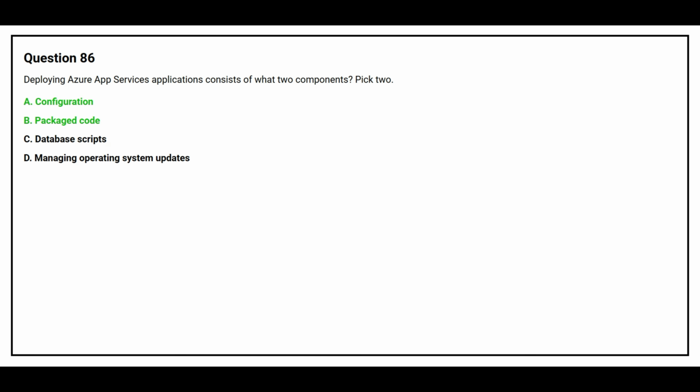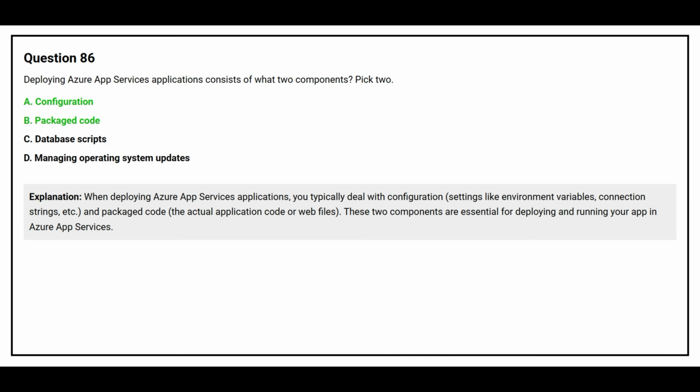The correct answers are Option A, configuration, and Option B, packaged code. When deploying Azure App Services applications, you typically deal with configuration, settings like environmental variables, connection strings, etc., and packaged code, the actual application code or web files. These two components are essential for deploying and running your app in Azure App Services.